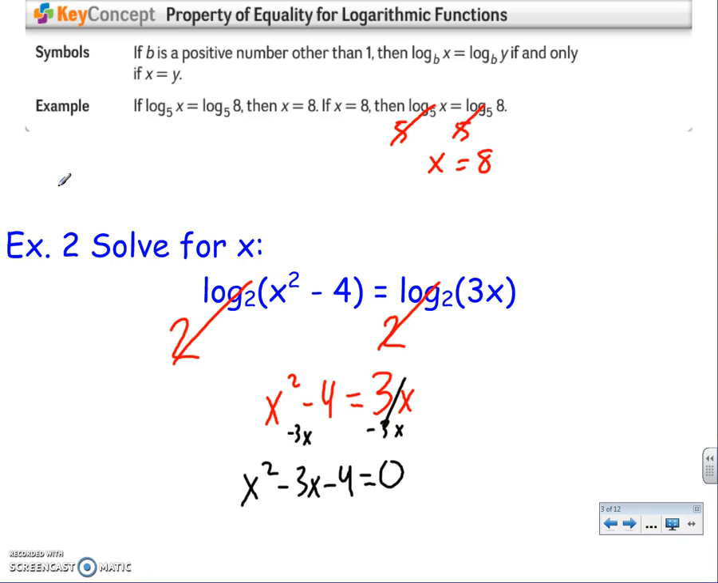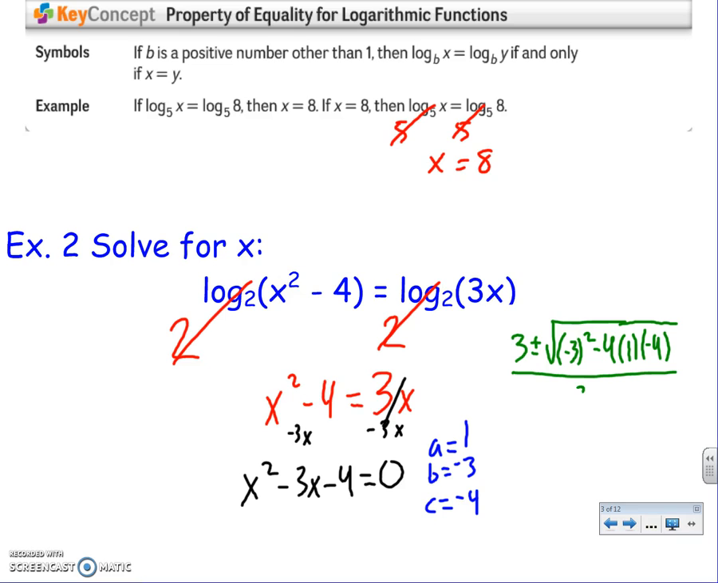Quadratic formula. A, B, C. A is 1, B is negative 3, C is negative 4. Fill in the formula. Opposite b plus or minus square root of b in parentheses squared minus 4 times a times c, all over 2 times a.